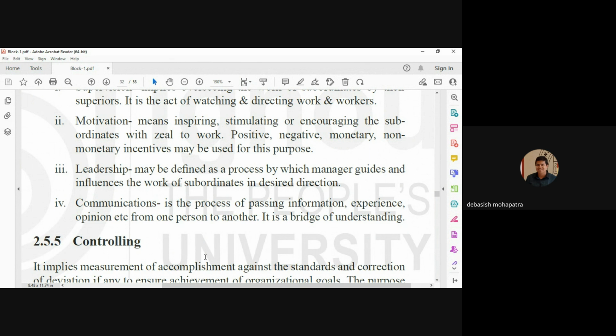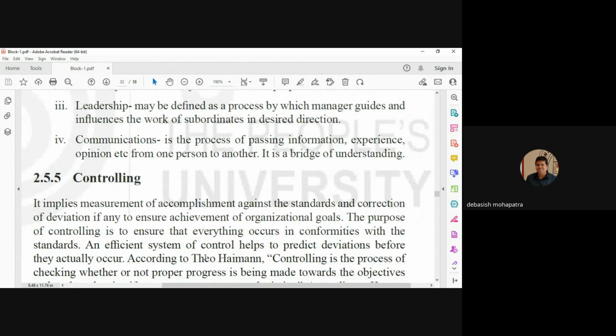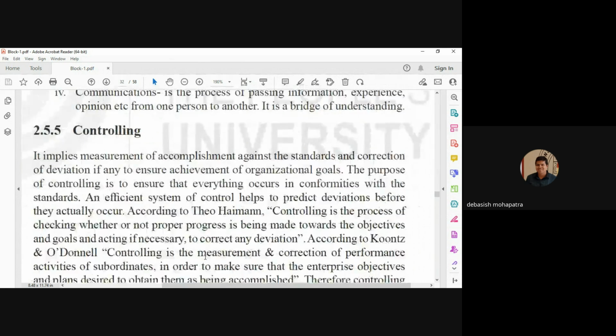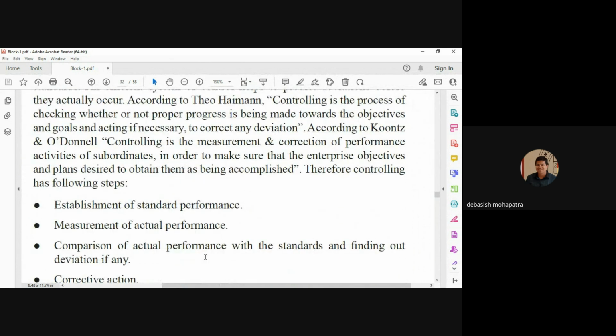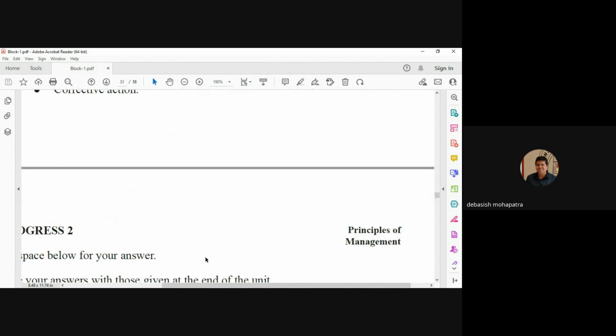Then controlling, it implies measurement of accomplishment against the standard and correcting of deviations, if any, to ensure achievement of the organizational goal. So it mainly has establishment of standard performances, measurement of actual performances, comparison of actual performance with the standard and finding out deviation, then corrective actions.